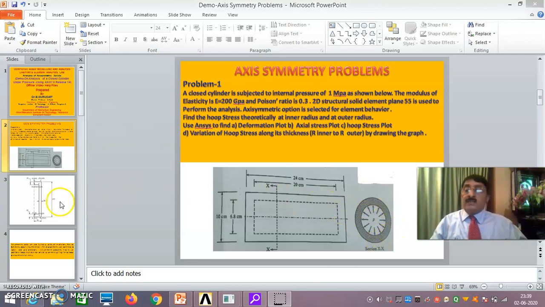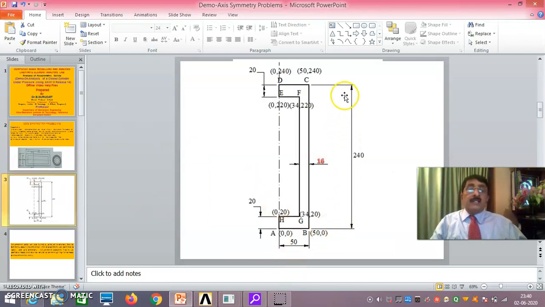Now you see here, the same thing. How I model it, I have given here. This is 240 mm, this is 50 mm, this is 20 mm, this is 20 mm, and this is 16 mm, and so on. You can take it from my previous slide. This is the axis of symmetry, taken along the circumference. That means one half of the circumference I have taken, and the other half is here. This is the axis of symmetry.